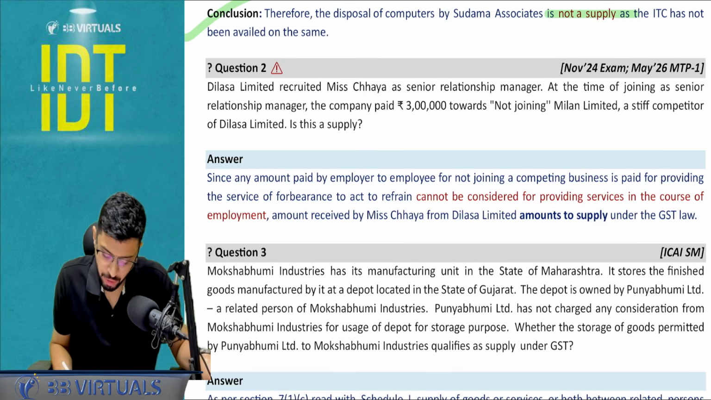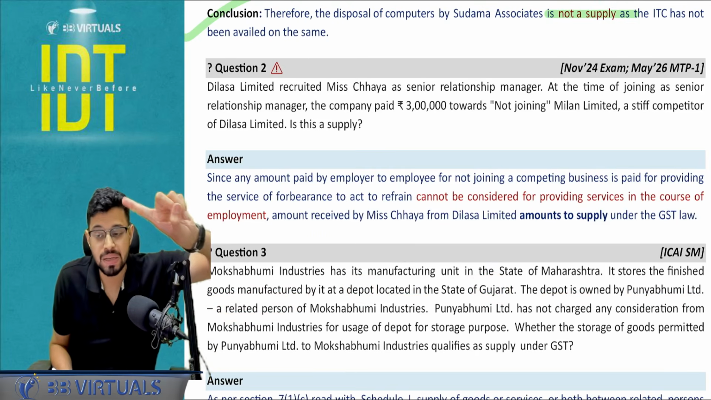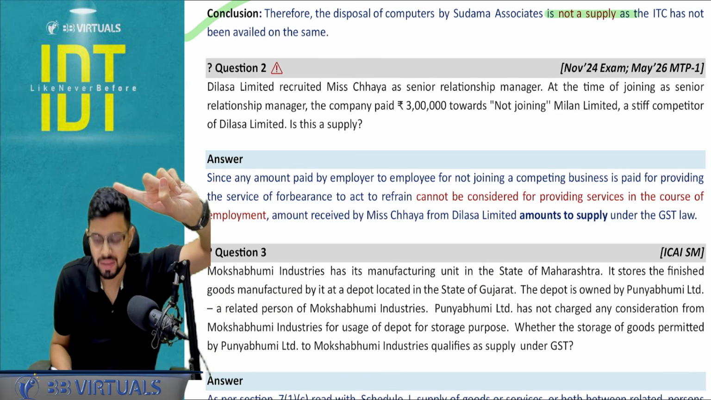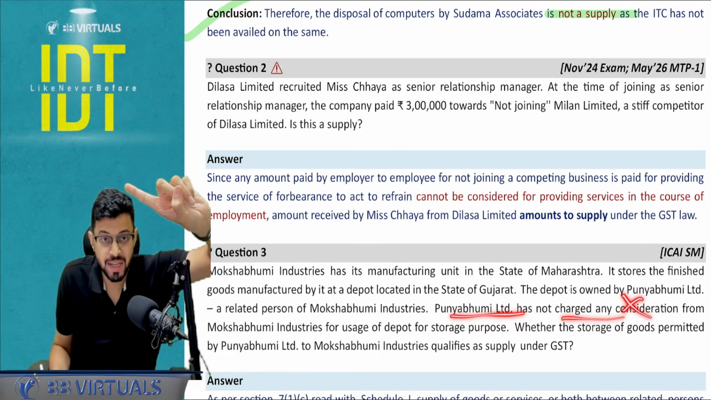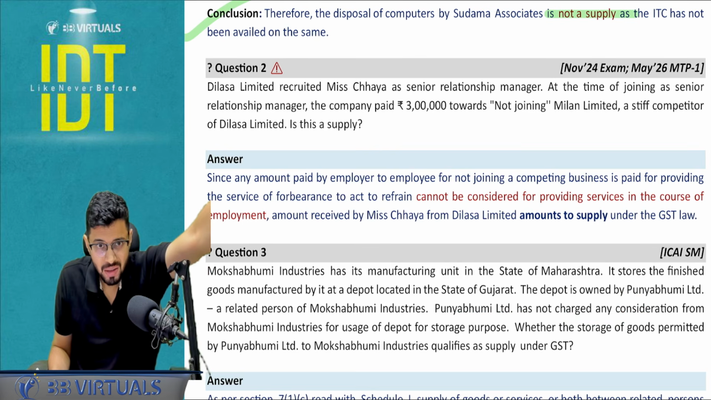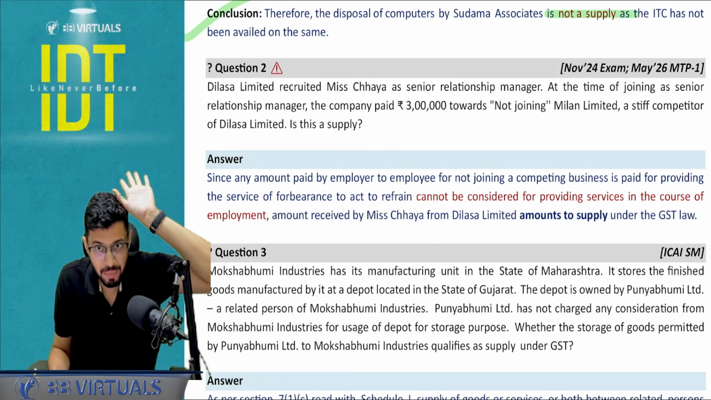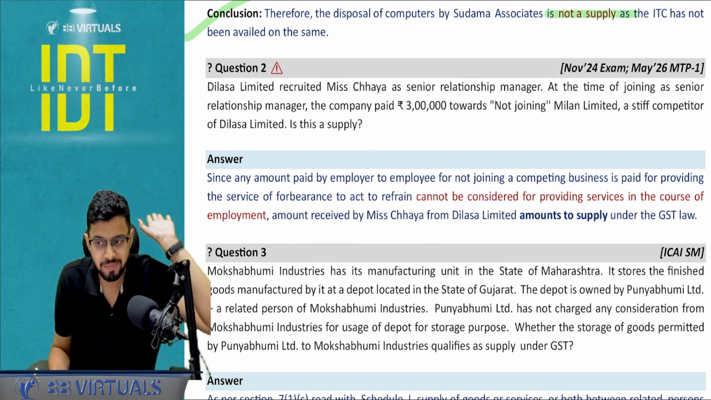Moksha Bhumi has a manufacturing unit in Maharashtra. It stores the finished product at a depot located in Gujarat. The depot is owned by Punya Bhumi, a related person. Punya Bhumi has not charged consideration. The no-consideration parameter is missing, so the exception is Schedule 1. Section 7(1)(c) read with Schedule 1, paragraph number 2, related person. It is a deemed supply.